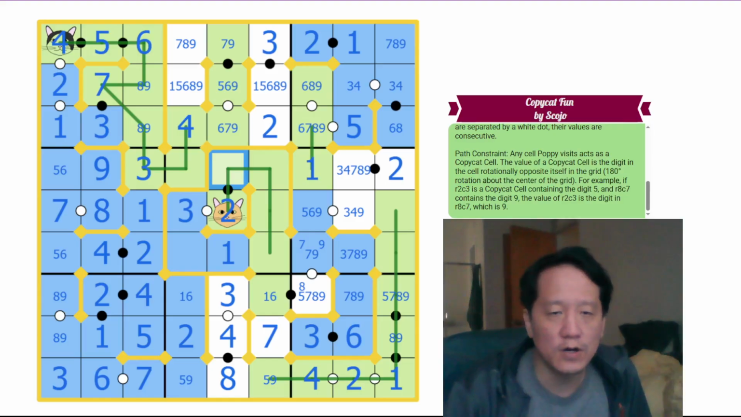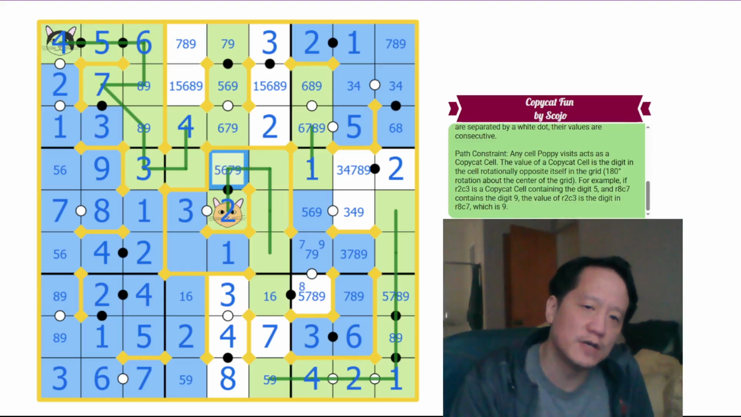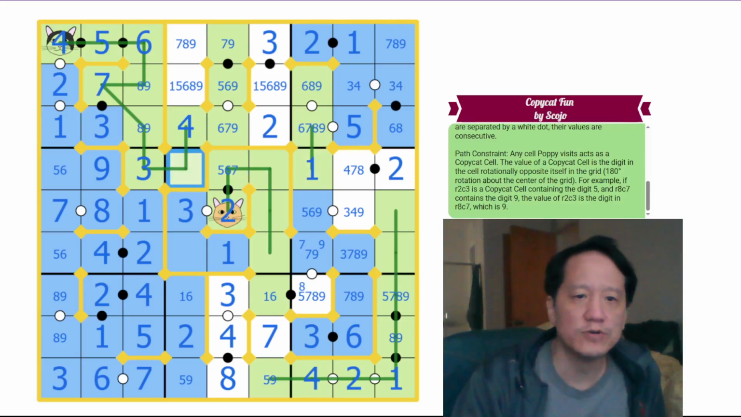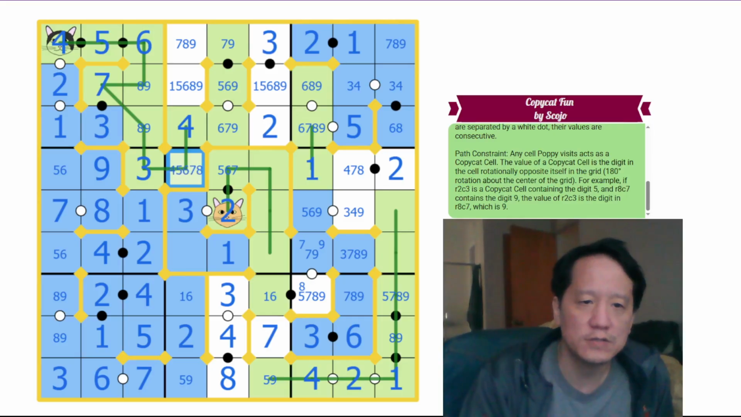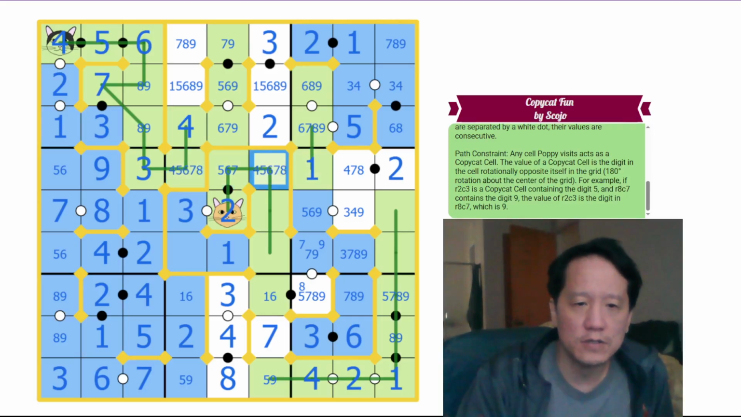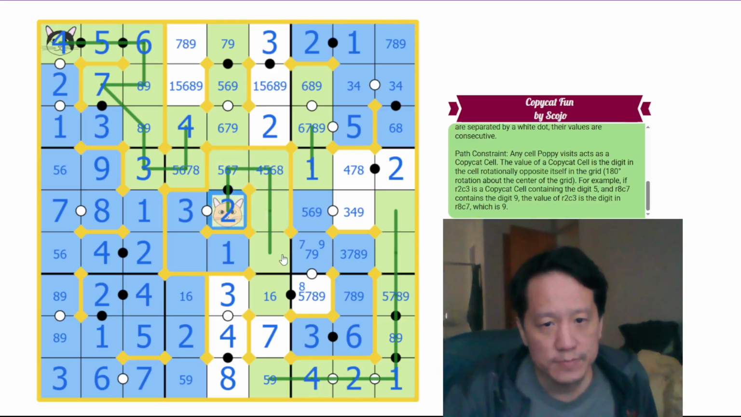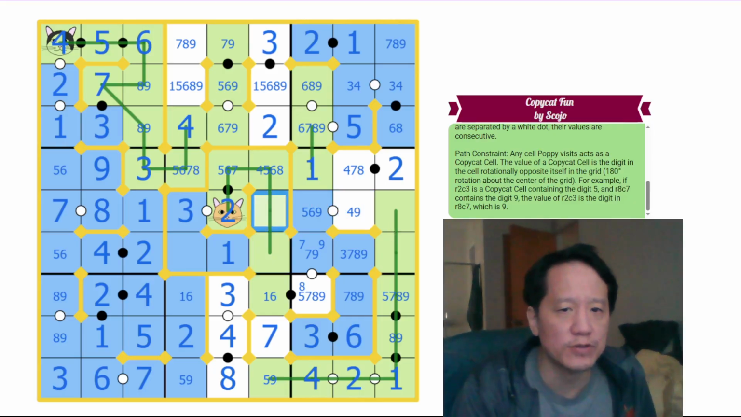Remaining digits in column 5 are 5, 6, 7, 9. This can't be 9 because of 9 in the row. This can't be 3 or 9 because of 9 in the row. Remaining digits in row 5 are 4 through 8. No 7 here because of 7 in the column. No 4 here because of 4 in the column. No 3 here because of 3 in the row. Remaining digits in row 5, we have 4, 5, 6, and 9.